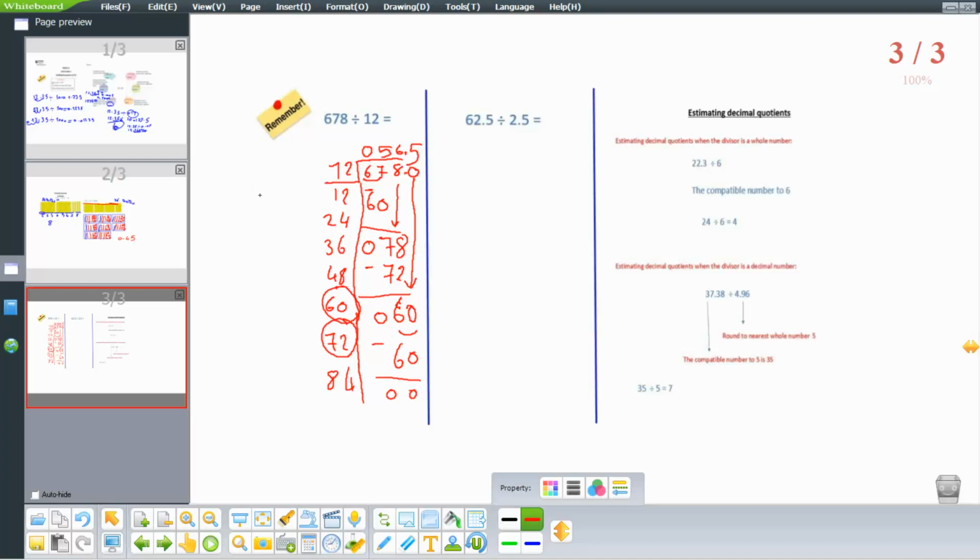So this means the answer will be 56.5. Here we completed the division by adding a decimal point and 0 to the dividend and just adding a decimal point to the quotient. Okay, did you get the idea?